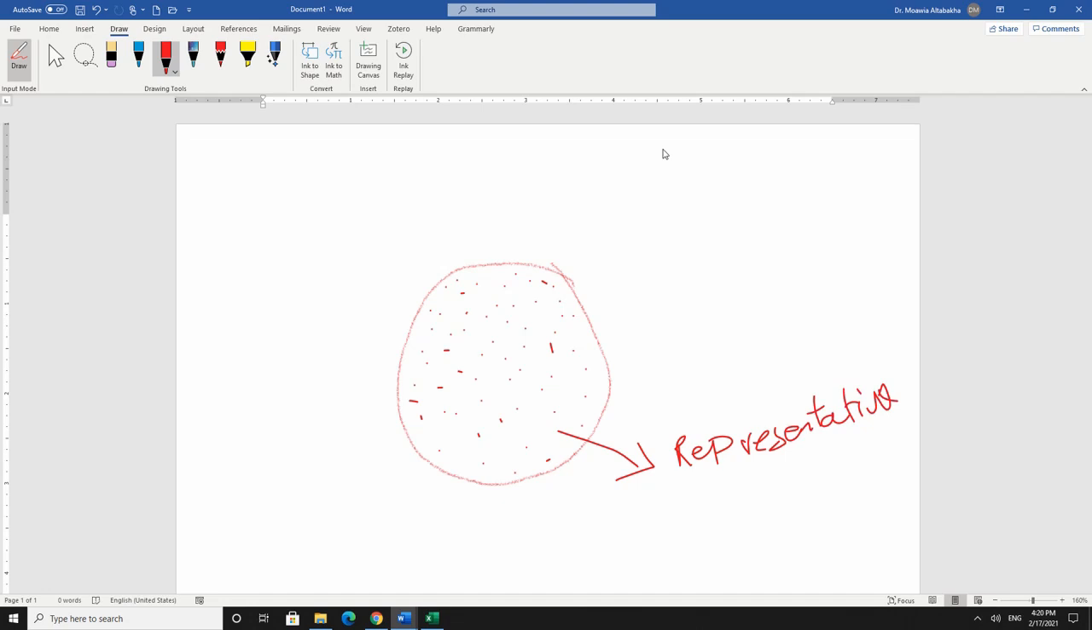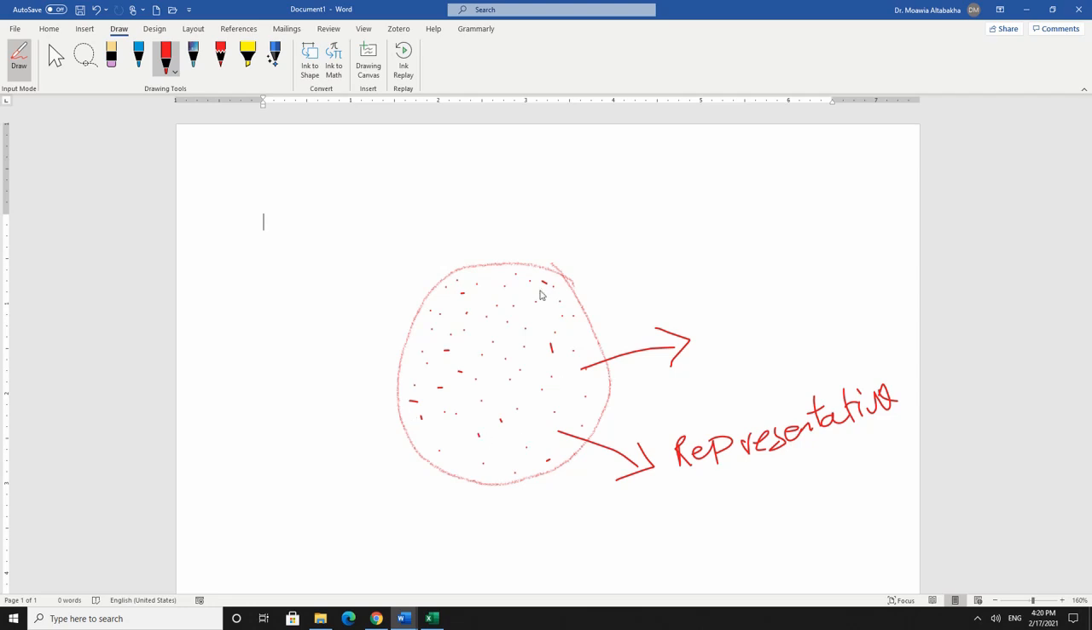Okay, it should be representative. Can I take one? Will one represent the population? Will 2 represent the population? Will 100 represent the population? Will 1000 represent the population? Well, you need to know the following.